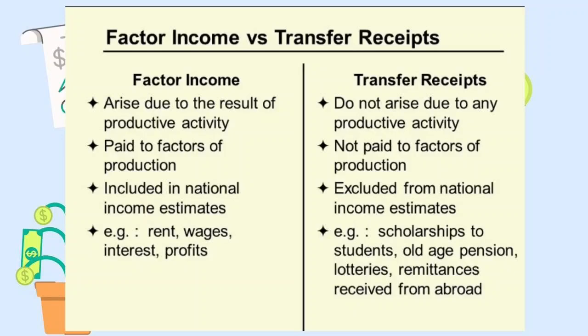Whenever you see an income in a question, ask yourself one question: was a productive service provided? If the answer is yes, it's a factor income. If the answer is no, it's a transfer income. This one question will help you answer many MCQs and case study questions correctly.